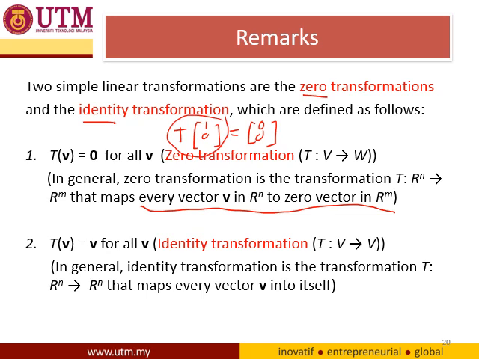Second one, the transformation of v is equal to v for all v. We call it the identity transformation. In general, the identity transformation is the transformation Rn to Rn that maps every vector v into itself. For example, again use the same example, 1, 0. If you do the transformation, you will get the same 1, 0, the same as itself before the transformation. This one, everything becomes 0. So we have two simple linear transformations, the zero and the identity transformation.